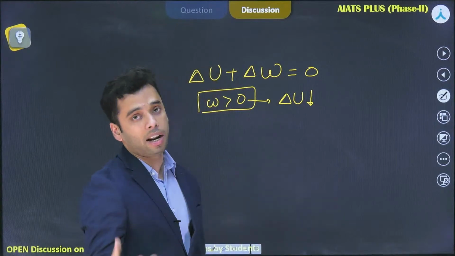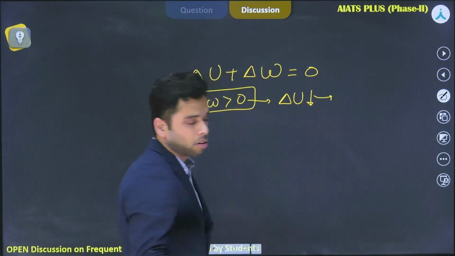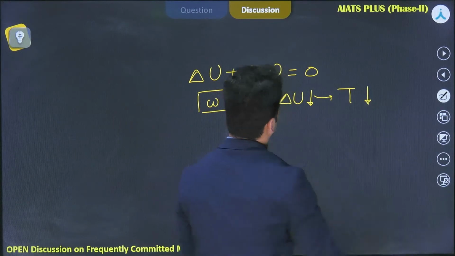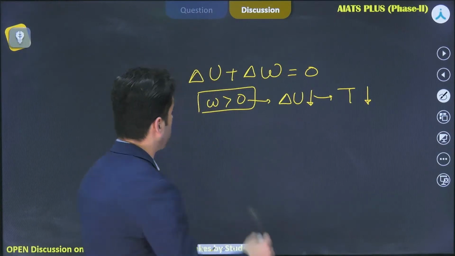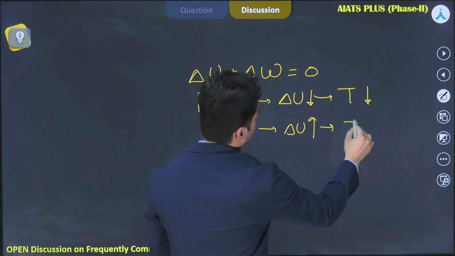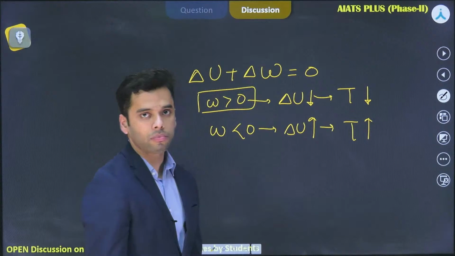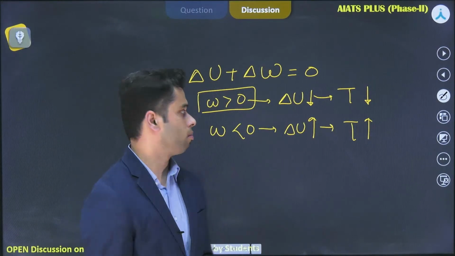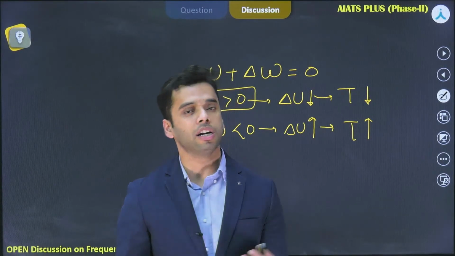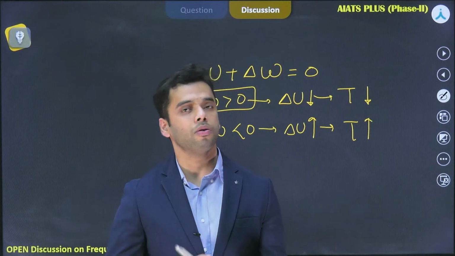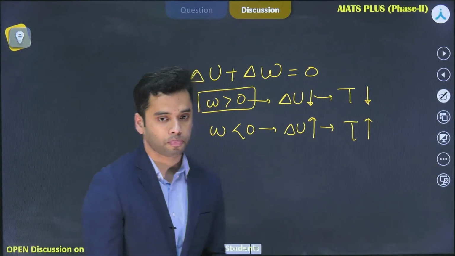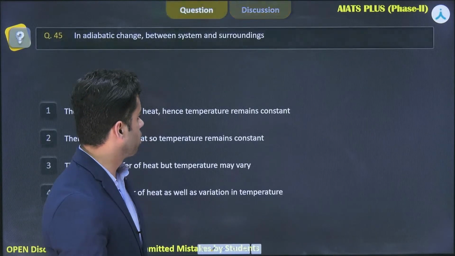And if we are talking about the ideal gas, the internal energy is a function of temperature. In that case, the temperature is going to decrease, right? But if work done is less than 0, in that case delta U will increase, which means that temperature is going to increase. So temperature may increase, temperature may decrease. To comment whether the temperature will increase or decrease, you need to know what is the work interaction of the system, whether work is done by the system or whether the work is done on the system, right? So that's how you discuss.